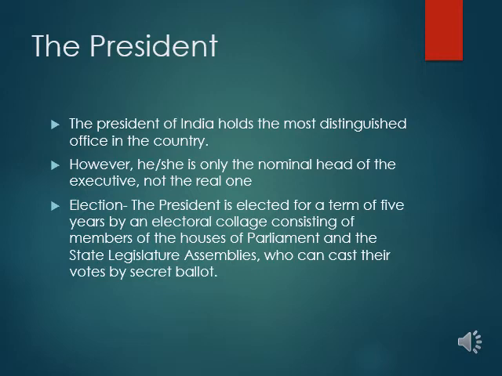Elections. The President is elected for a term of 5 years by an electoral college consisting of the members of both the houses of Parliament, Lok Sabha and Rajya Sabha, and the members of state legislative assemblies. It means Legislative Assembly Vidhan Sabha and Legislative Council Vidhan Parishad, who cast their votes by secret ballot. So, the President of India cannot be elected directly by us. He can be elected by the members of Lok Sabha, Rajya Sabha, State Legislative Assembly and State Legislative Council.